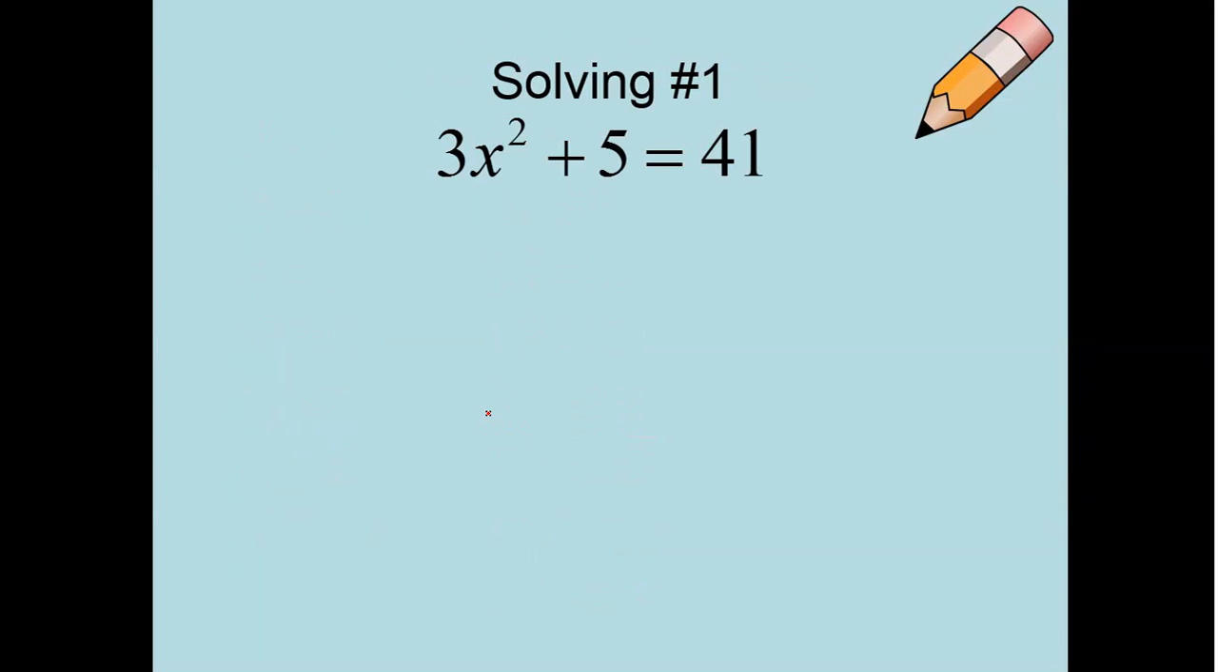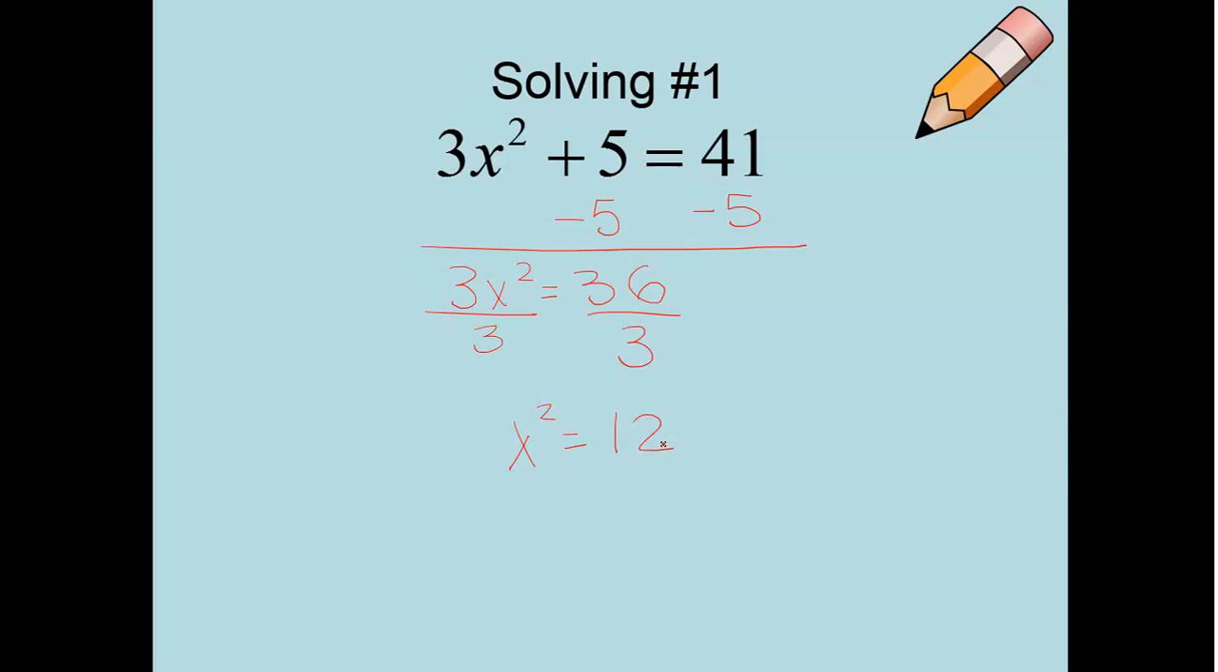Let's try solving here. So I've got 3x squared plus 5 equals 41. Start solving: isolate x squared. Basically, I'm going to subtract 5 from both sides, and I'm going to get 3x squared equals 41 minus 5. Let me do that on my calculator quick. That's 36. Okay. Divide by 3, because we've got to get the x squared alone, and I get 12.